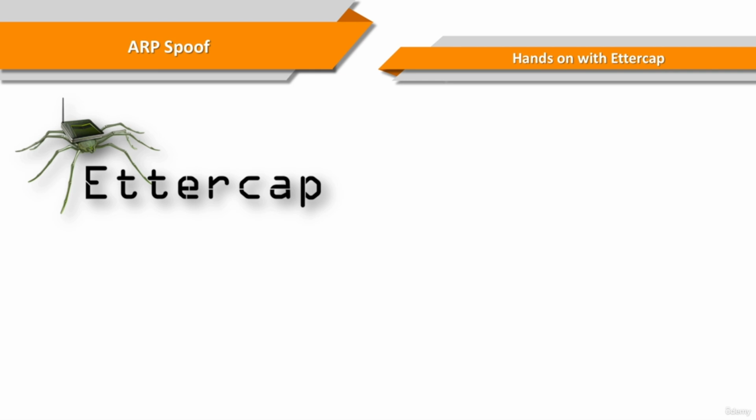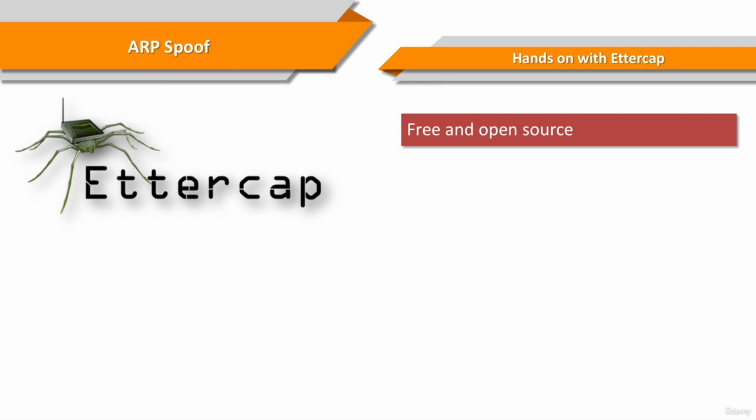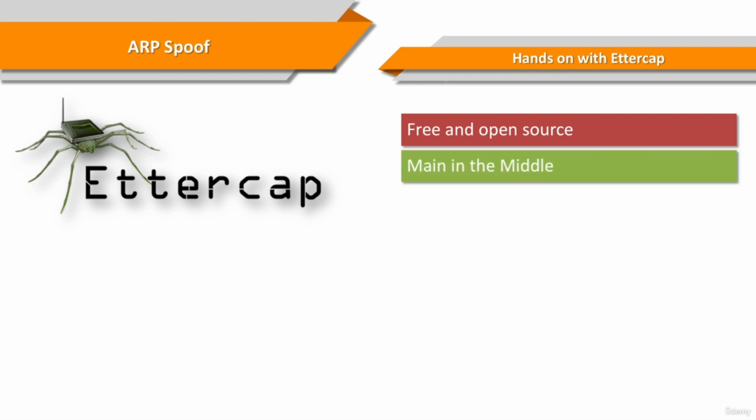There are several tools to perform an ARP spoof attack, such as arpspoof, the command line tool which is embedded in Kali. But we're going to use Ettercap for the demonstration of the ARP spoof attack. Ettercap is a free and open source network security tool for man-in-the-middle attacks on LAN. It works by putting the network interface into promiscuous mode and by ARP poisoning the target machines. Thereby, it can act as a man-in-the-middle and unleash various attacks on the victims.